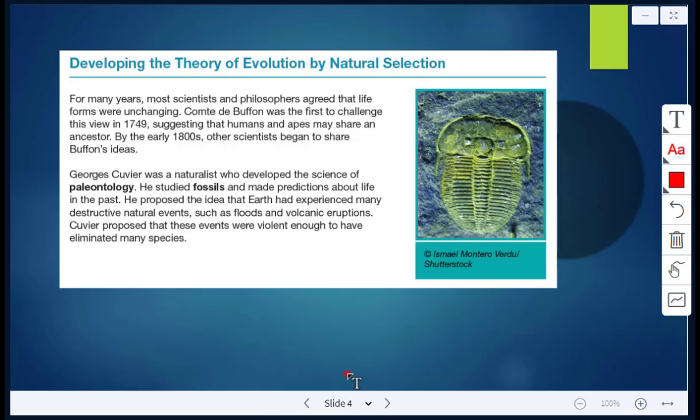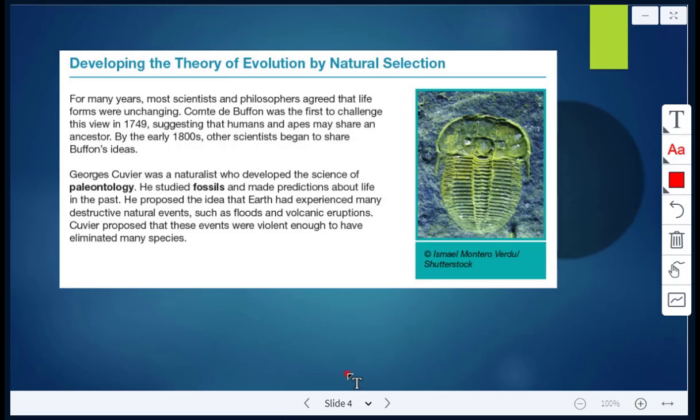So, developing the theory of evolution by natural selection. Most scientists for many years agreed that life forms were unchanging until Comte de Buffon. He was the first to challenge this view in 1749, and he was the first to suggest that humans and apes may share an ancestor. And then by the early 1800s, other scientists began to share his ideas.